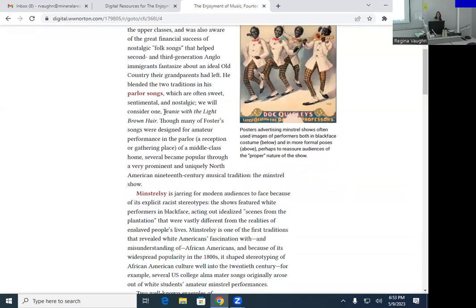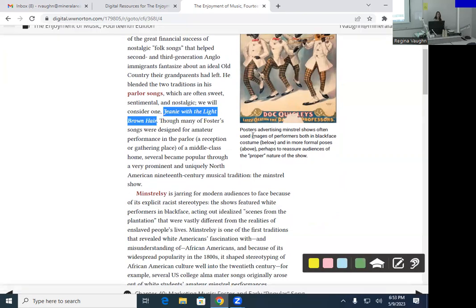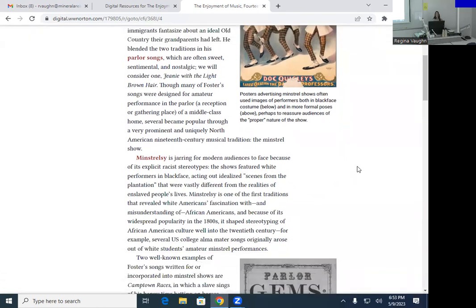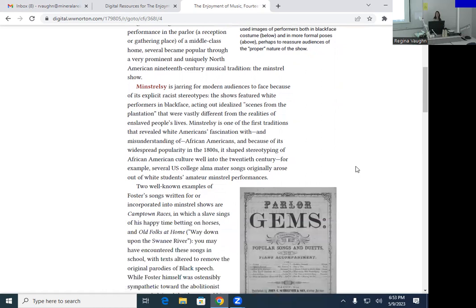Many of Foster's titles are very common to us today. They're recognizable, like Jeannie with the Light Brown Hair. That is one of his most nostalgic songs. He also wrote Old Folks at Home. He wrote Oh Susanna. I will probably get the full list here in just a few minutes, but many of his songs feel like folk songs to us now because they're so ingrained in our musical heritage and memory, but they're in fact composed. They're not true folk songs.